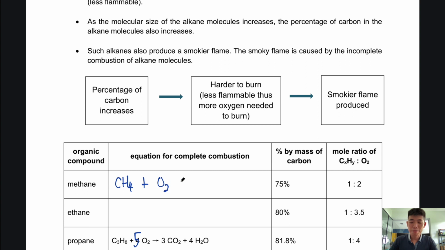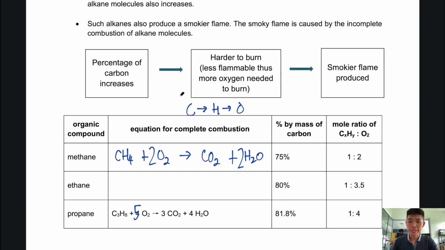When we refer to complete combustion, the products are carbon dioxide and water. The first step is to balance carbon, then balance hydrogen, then balance oxygen. Carbon is already balanced. I'll put a 2 here. And then we count. I shall need a 2 over this side.